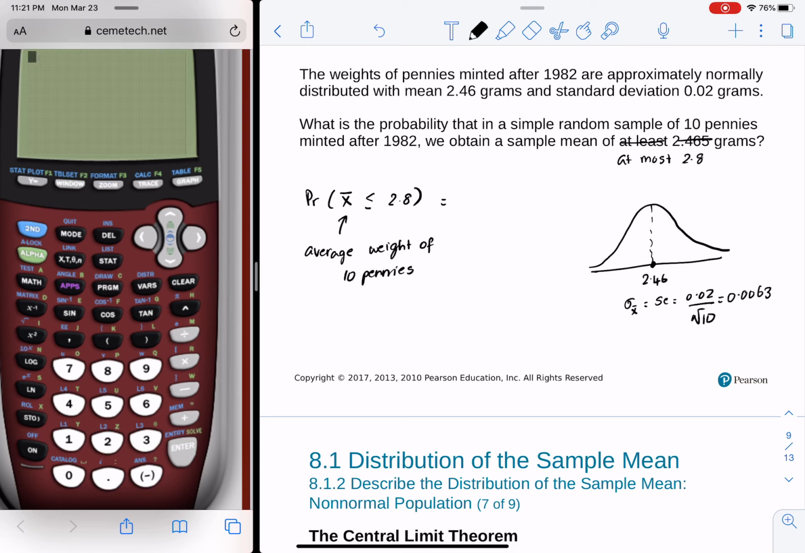So we could use second vars, option number 2, the lower is at 2.8 and the upper is at infinity. So we have 2.8. Oh, sorry, we are doing at most. Let's do this again.